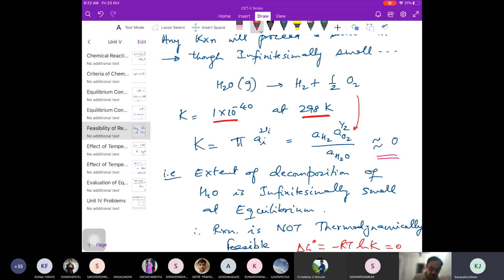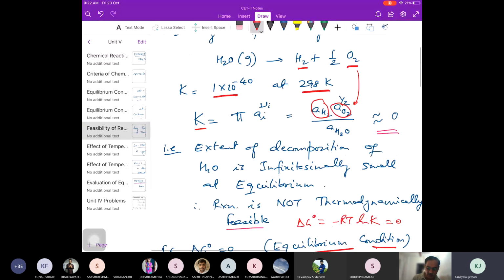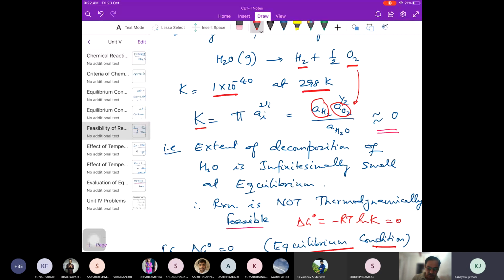Yeah, because we are talking about this, when you say K is equal to 0, that means the activity in the numerator is almost 0. When will the right-hand side, K equal to 0, happen? When the numerator is almost 0, a very small quantity. That means the quantity of hydrogen and oxygen is very small. That means the decomposition, this is decomposition of water, is infinitesimally small, very, very small, because this K is so small.